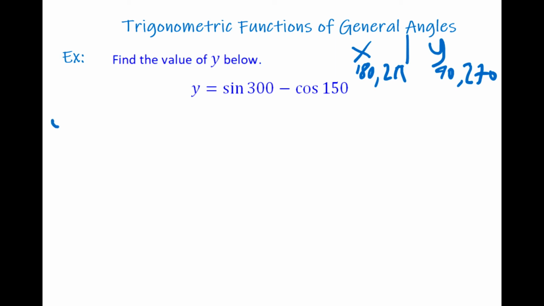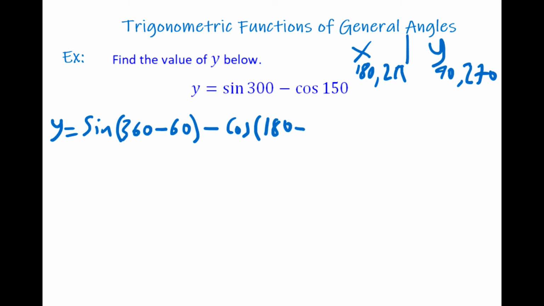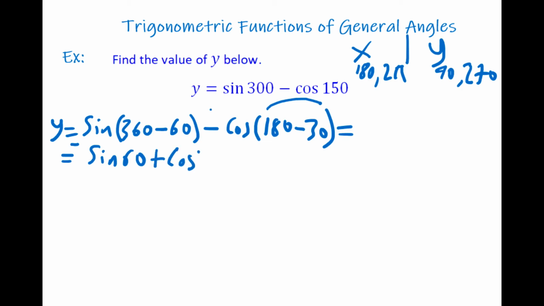So in this case, y is sine 300, which can be written as 360 minus 60, guys, minus cosine 150, which can be written as 180 minus 30. And that is equal to sine 60 for sure, right? But because we're talking about the fourth region, and in the fourth region sine is negative, we're gonna have negative sine 60 here. And this angle is in the second region. In the second region, cosine is negative. But there is also a negative, so negative is gonna be positive, so it's gonna be plus cosine 30, guys.